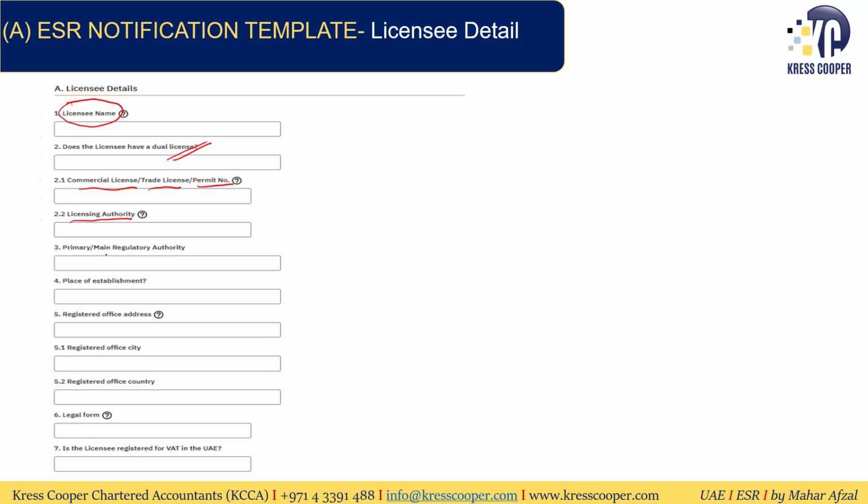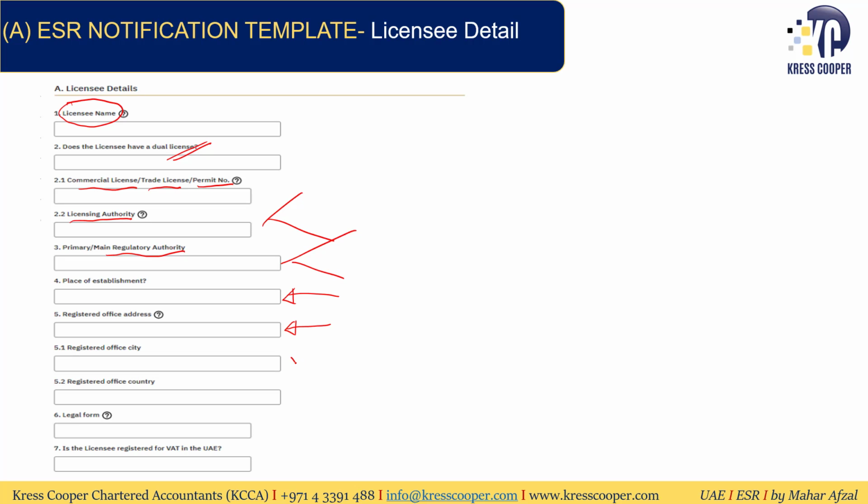Where there is a primary or main regulatory authority, in case of dual licenses, we need to look into which is the primary authority and which is the secondary. Where the licensee was awarded the license will first of all be considered the primary regulatory authority. Where the resources, premises and employees are working will be considered the primary regulatory authority. Then the place of establishment, where the licensee is established or registered. The registered office address given on the trade license will be considered the registered office address.